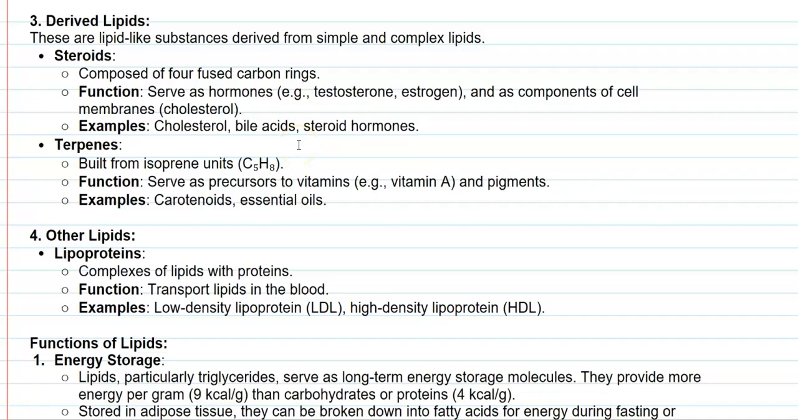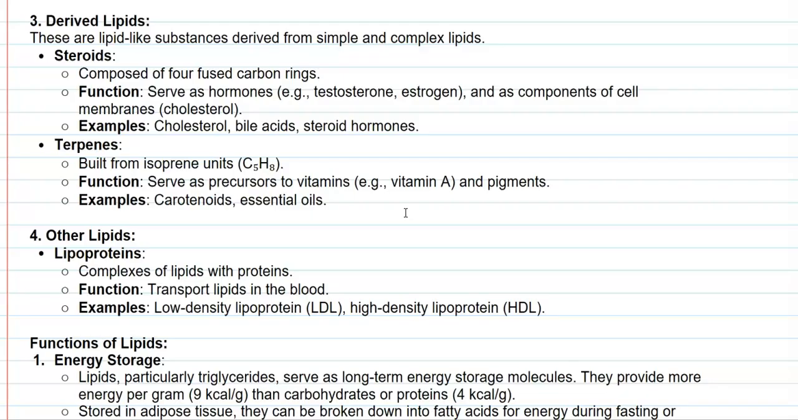The first one is the steroids. They are composed of 4 fused hydrocarbon rings. They mainly play the role of hormones, especially reproductive hormones such as testosterone, estrogen, aldosterone and cortisol. Apart from that, steroids play an important role in the cell membrane, that is cholesterol, which is important to maintain the fluidity of the cell membrane. Examples of this derived group of lipids include cholesterol, which plays an important role in the fluidity of the cell membrane, bile acids and steroid hormones.